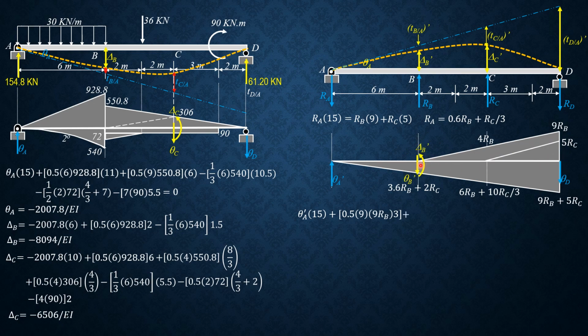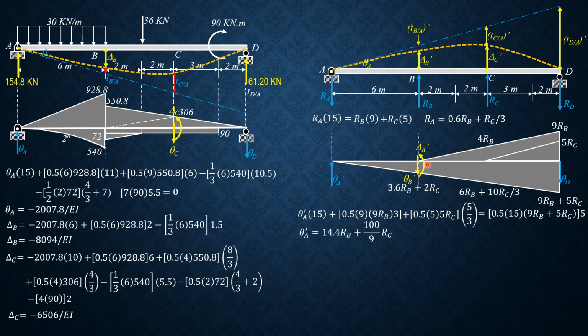that is for later purposes, plus 0.5 of 5 times 5 RC times 5/3 and minus 0.5 of 15 times quantity 9 RB plus 5 RC times 5. 1/3 of 15 is 5. So simplifying, combining like terms, theta A prime equals 14.8 RB plus 100 over 9 RC, just like before.